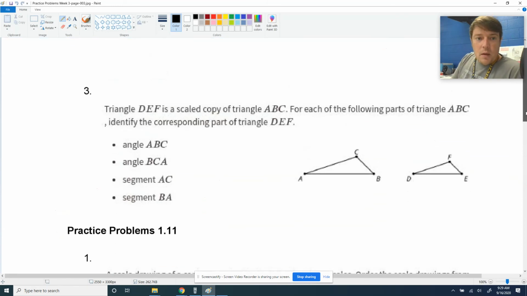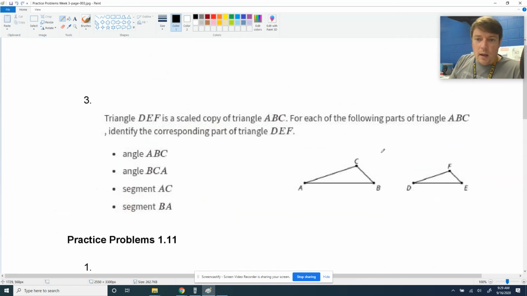Triangle DEF, which is over here, is a scaled copy of triangle ABC, over here. And for each of the following parts of triangle ABC, identify the corresponding part of triangle DEF. So this goes back to previous lessons where we're doing corresponding parts. Angles, segments, we've got to be able to identify these things. So let's start with pinpointing where we're at first. So angle ABC.